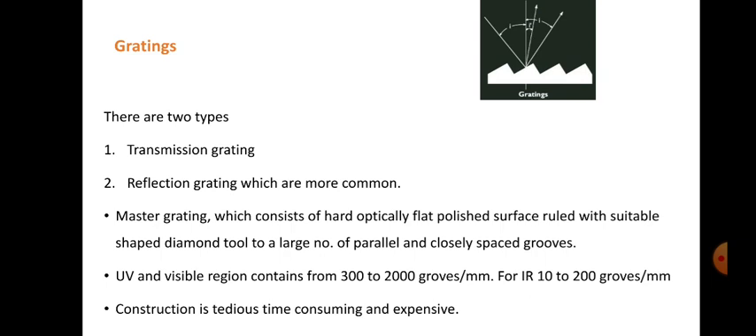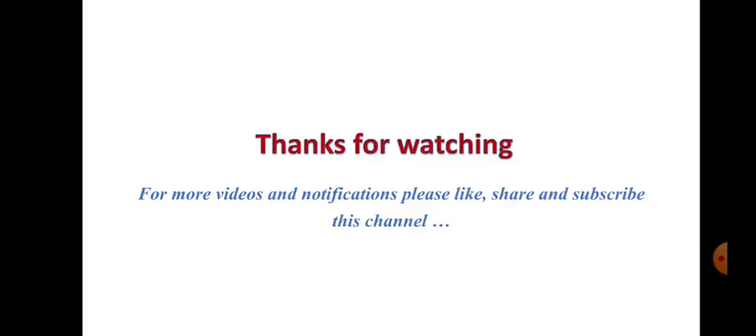So the UV and visible region uses from 300 to 2000 grooves per mm, and for IR it ranges from 10 to 200 grooves per mm. Okay, so that is the material and construction of gratings, based on what kind of purpose you have, whether you are using it in an IR or UV spectrophotometer. The construction is relatively tedious, time consuming and also expensive because of the finer grooves. Okay, so this is all about the gratings.